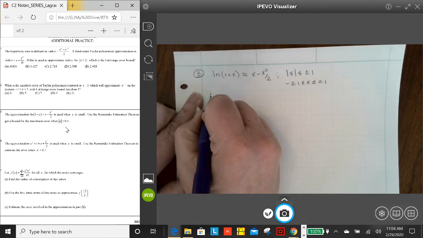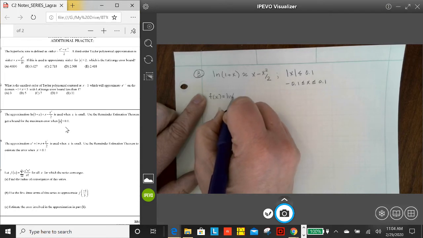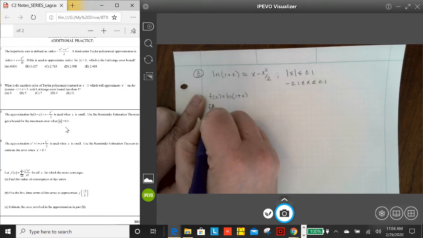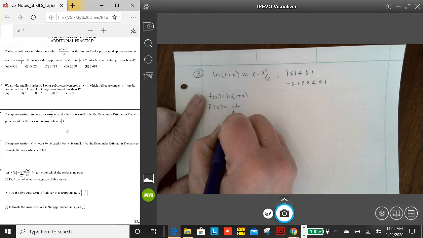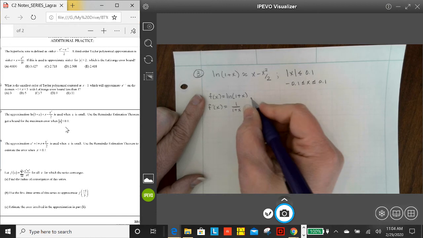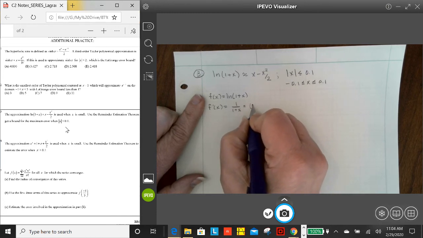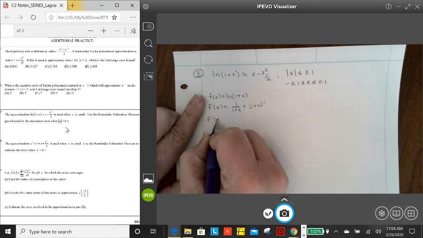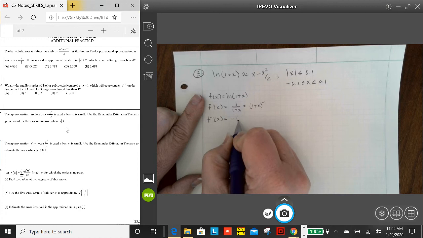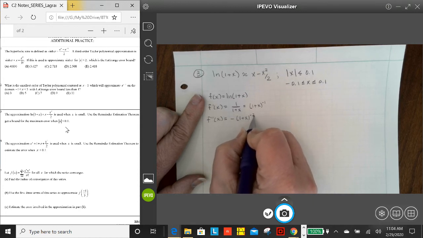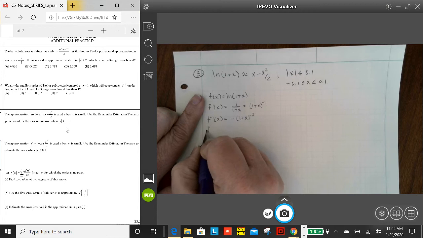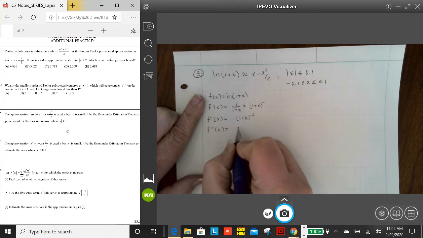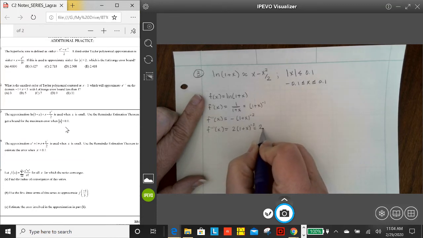So here we go. I have to say f of x is equal to the natural log of 1 plus x. F prime of x is equal to 1 over 1 plus x, because it's 1 over x for the derivative of the natural log. And that equals 1 plus x to the negative 1 for ease of taking a derivative. So let's take the second derivative, which would be negative 1 plus x to the negative 2. And then the third derivative, which is one we need, is going to be 2 times 1 plus x to the negative 3, which is 2 over 1 plus x quantity cubed.